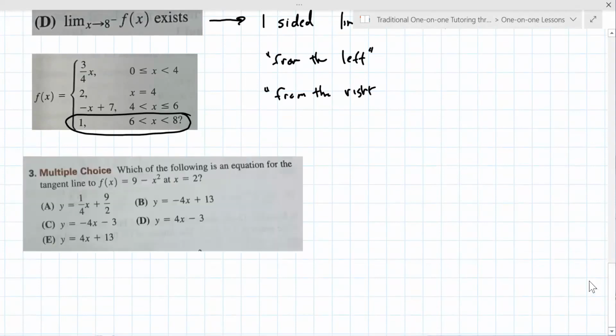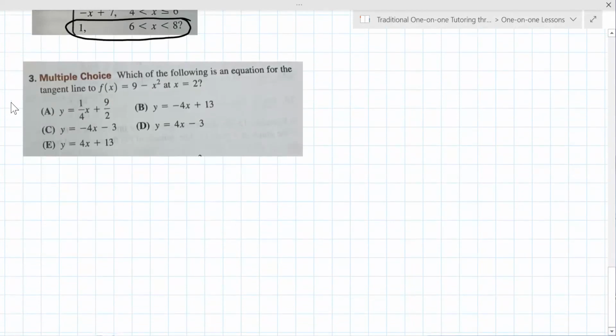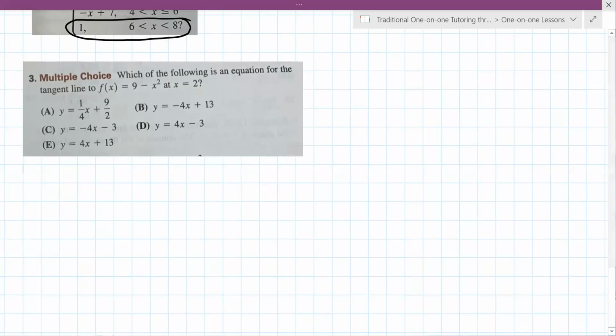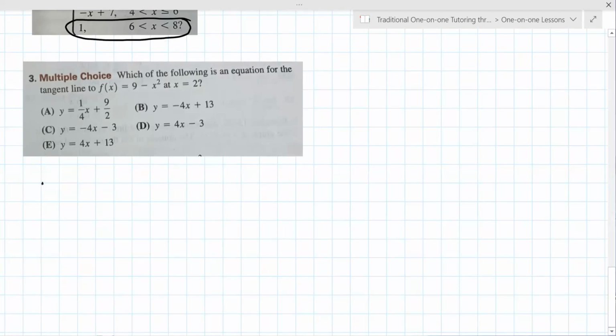Which of the following is an equation of the tangent line to f of x equals 9 minus x squared at x equals 2? I'm going to ask, have you done the definition of the derivative, the limit as h goes to 0 of f of x plus h minus f of x, all over h? Yeah, we've done that. Okay. So if you do this, that is the derivative. The derivative gives you the slope.